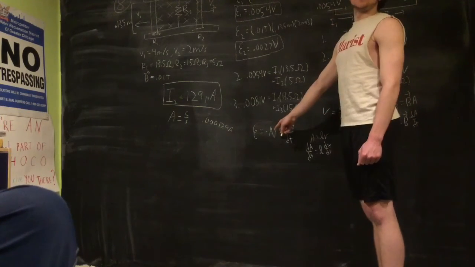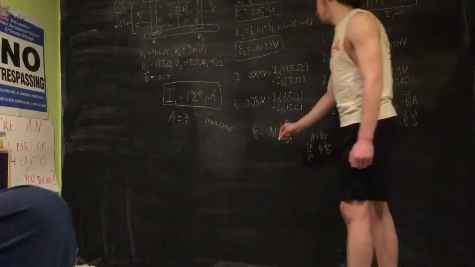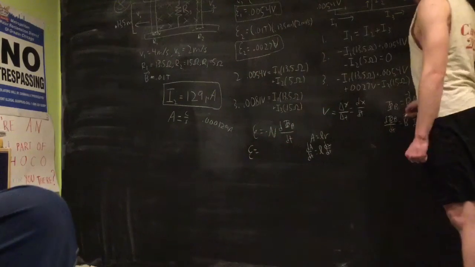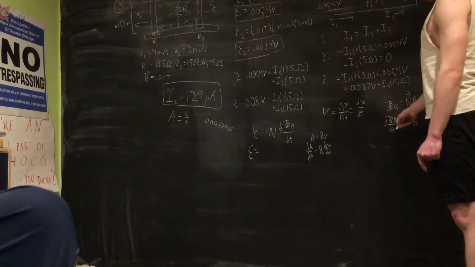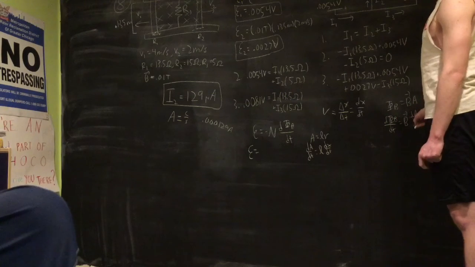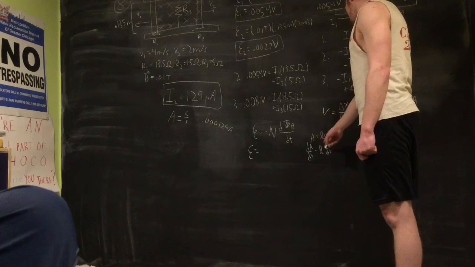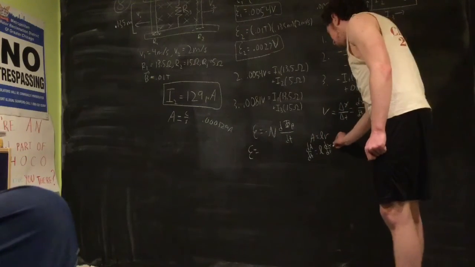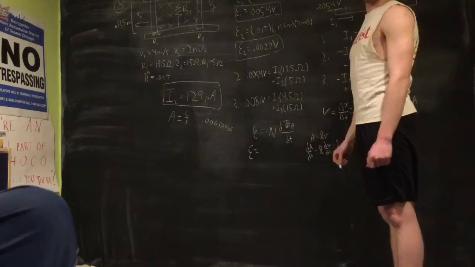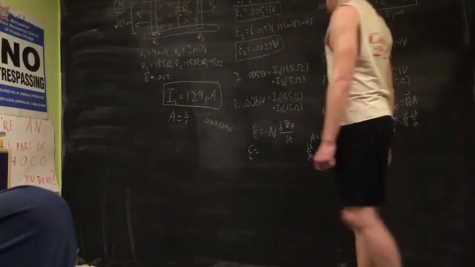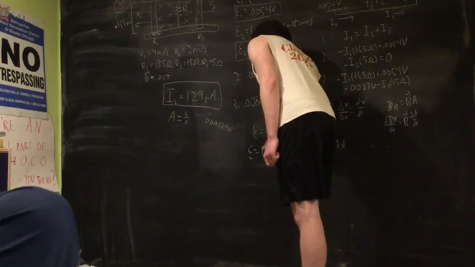The N means number of loops. We got 1 loop, so that just canceled out, right? dΦ/dt, well, flux is BA. dΦ/dt is B times dA/dt. And dA/dt is LV. So that's where this equation came from. Someone did this in physics, and it was important.